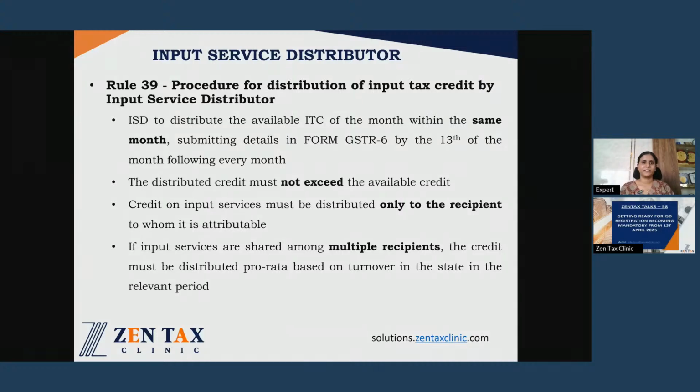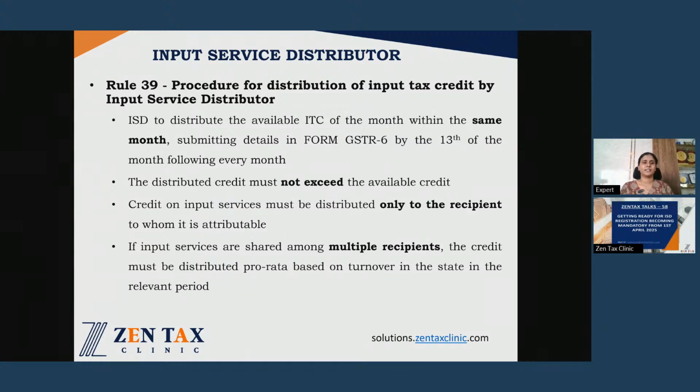That is, the ISD should distribute the ITC within the same month itself. For example, if they receive any service invoices in the month of May, then they should have transferred that ITC in the May month itself to their branch entities. So by way of transferring, they need to file a return in Form GSTR 6. This Form GSTR 6 is a monthly return, and they need to file this return by the 13th of the subsequent month.